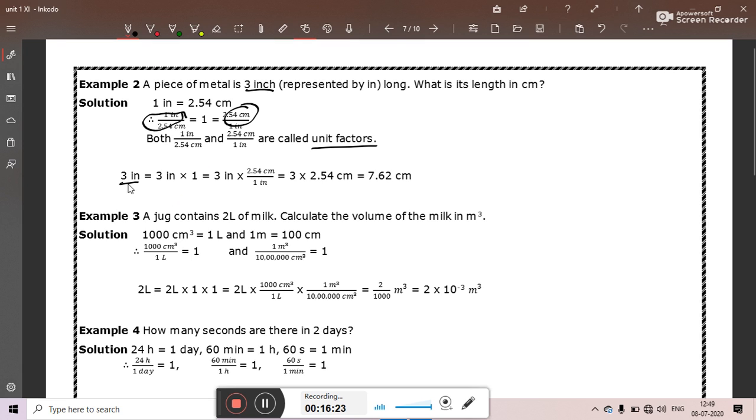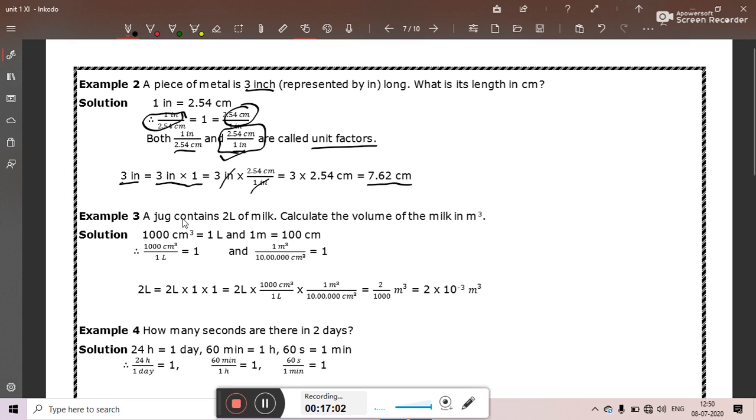So here we can see 3 inch can also be written as 3 inch multiplied by 1. Now we will try that inch should be cancelled, because we have to convert it into centimeter. Now out of the two, which is the factor in which inch is in the denominator? This is the factor in which inch is in the denominator. So instead of 1, we can write this unit factor, 2.54 centimeter upon 1 inch. In that case inch will be cancelled and our final answer will be in centimeter. So we are remaining with 3 into 2.54 centimeter, and the final answer will be 7.62 centimeter.